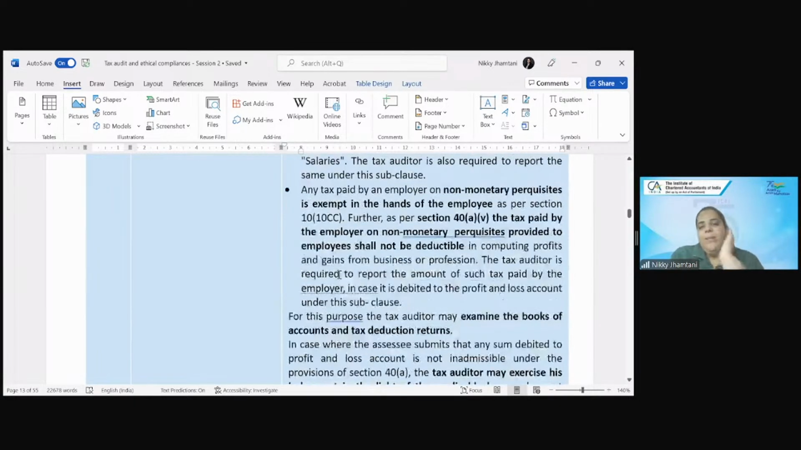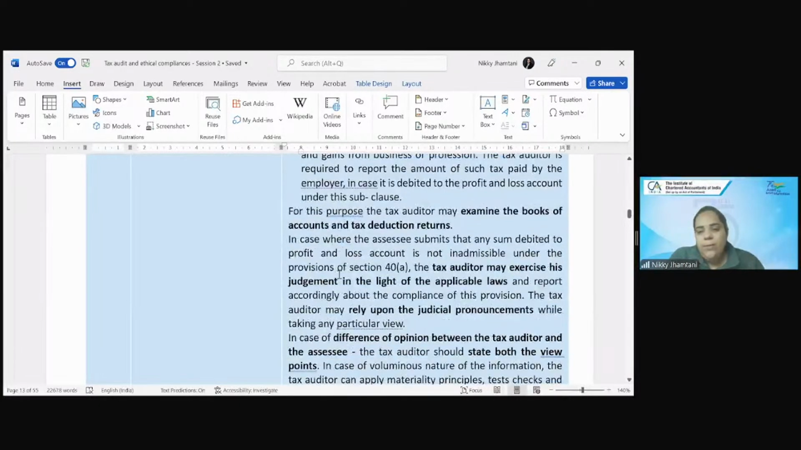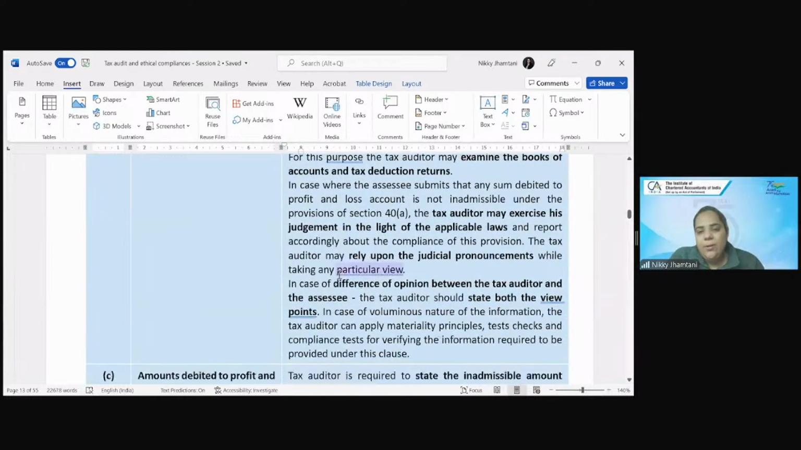Any tax paid by an employer on non-monetary perquisites is exempt in the hands of the employee as per section 10(10CC). Further, as per section 40A(5), the tax paid by the employer on non-monetary perquisites provided to employees shall not be deductible in computing profits and gains from PGBP. The tax auditor is required to report the amount of such tax paid by the employer in case it is debited to the P&L account under this subclause. For this purpose, the tax auditor may examine the books of accounts and the tax deduction forms.